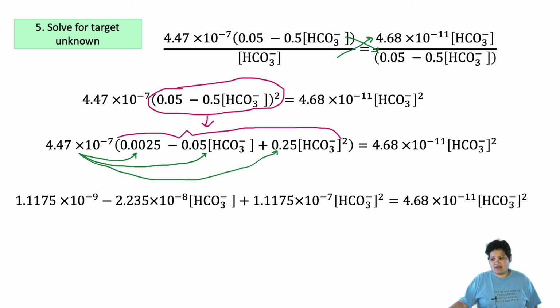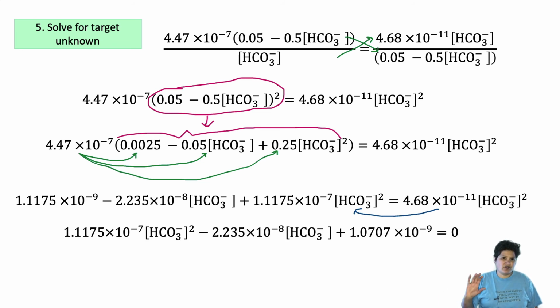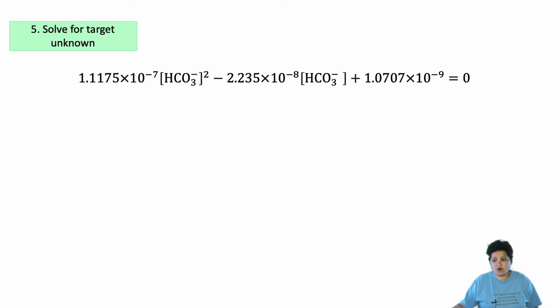And we get this. But remember, we want it in the form ax squared plus bx plus c equals 0. So we need to move the other x squared, well, bicarbonate squared, over to this side. And I'll flip the terms around a little. And now we have it in that form. Our a is 1.1175 times 10 to the minus 7th. B is negative 2.235 times 10 to the minus 8th.